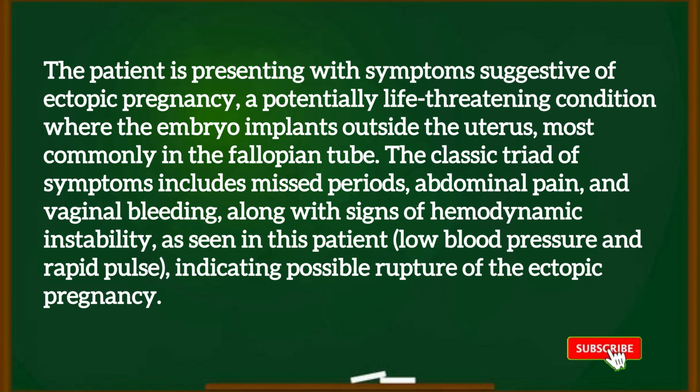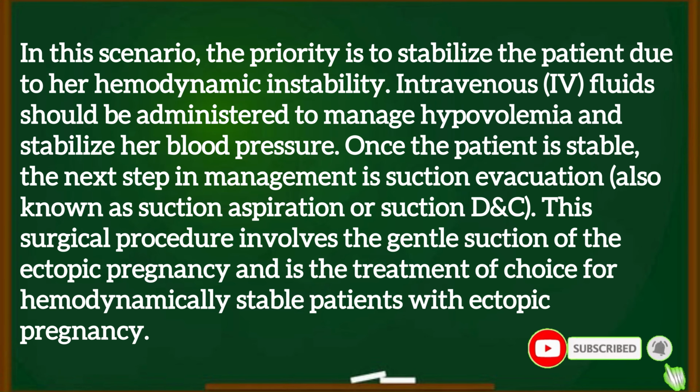The patient is presenting with symptoms suggestive of ectopic pregnancy, a potentially life-threatening condition where the embryo implants outside the uterus, most commonly in the fallopian tube. The classic triad of symptoms include missed periods, abdominal pain, and vaginal bleeding, along with signs of hemodynamic instability as seen in this patient, low blood pressure and rapid pulse, indicating possible rupture of ectopic pregnancy.